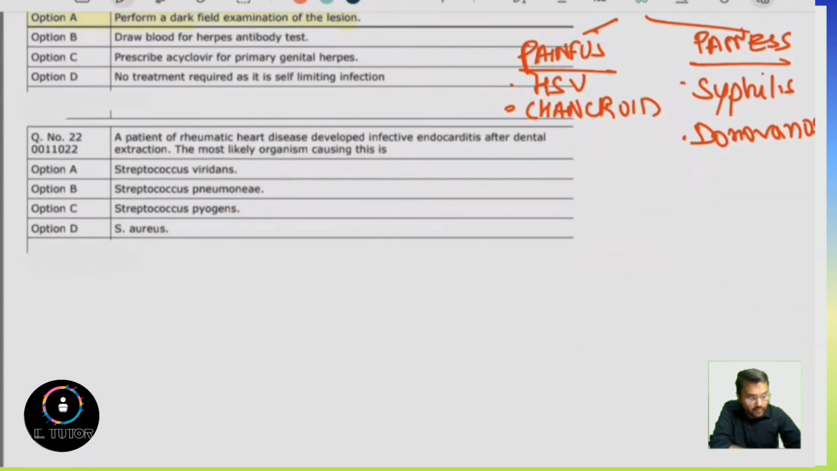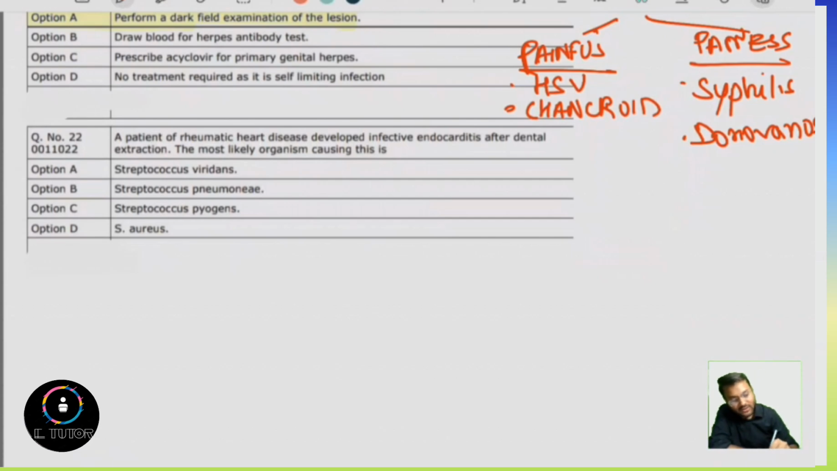A patient of rheumatic heart disease develops infective endocarditis after dental extraction. So the most likely organism causing this will be. The options are Streptococcus viridans, Streptococcus pneumoniae, Streptococcus pyogenes, and Staphylococcus aureus.